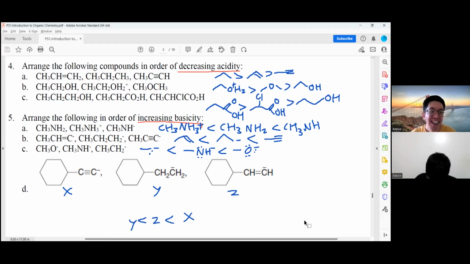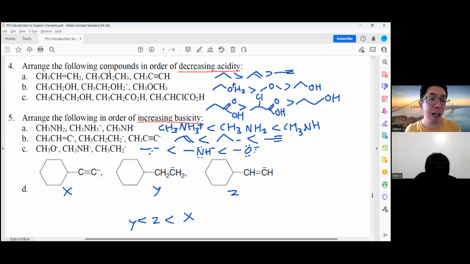Okay, sige. The fourth one, number 4: arrange the following compounds in order of decreasing acidity. I'll give 1 point for each letter. So kapag may mali ka ng arrangement kagad, you'll lose the item already.